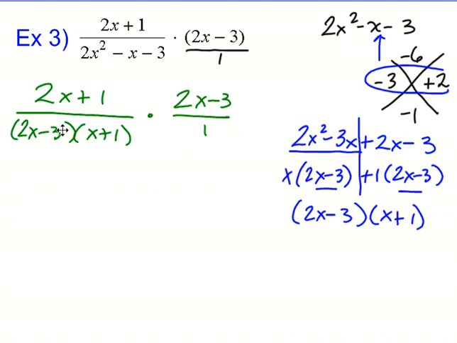We're going to cancel where we can. Here we have a binomial of 2x minus 3 and another binomial of 2x minus 3. When we simplify, we end up with 2x plus 1 divided by x plus 1. Recognize these are not identical binomials. Since they are not, this is as simple as it gets.